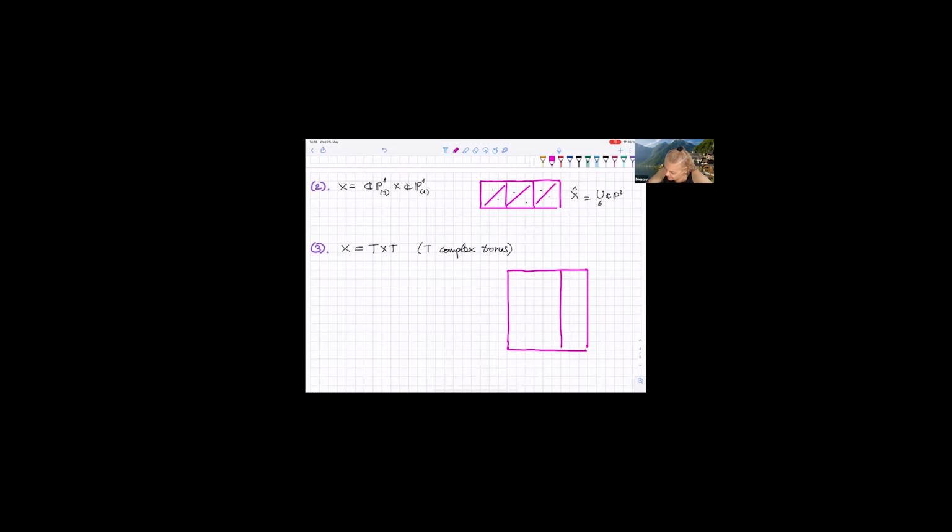I divide this into the column and the rows for each one of the toruses. And I take these diagonals. And as you see here, X hat is a union of 18 planes.